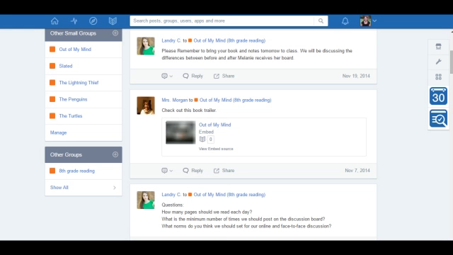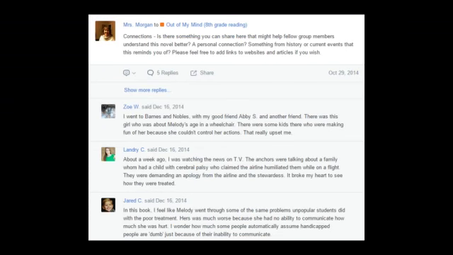Out of My Mind is a deep book, and it has sparked serious discussions. I have zoomed in on a threaded discussion in which students have made connections to the text. Zoe writes, "I went to Barnes & Noble with my good friend Abby S. and another friend. There was this girl who was about Melody's age in a wheelchair. There were some kids there who were making fun of her because she couldn't control her actions. That really upset me." Zoe has made a text-to-self connection. The book has helped Zoe as she develops her own system of ethics.